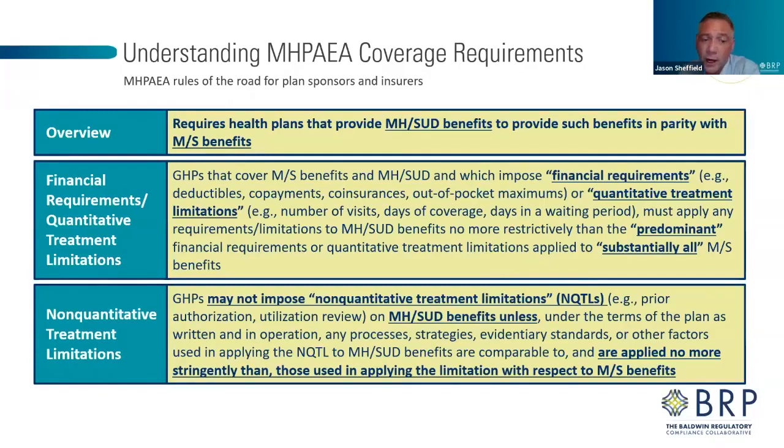On the non-quantitative treatment limitations, these are going to be things like prior authorization, utilization review, things where the carrier is involved in an analytic process of its own, generally under the standards of the plan, to put barriers to treatment and services, where they need to do prior authorization or an intensive review of the terms of treatment. Say if you wanted inpatient treatment, or if you had a fail-first protocol where an individual would not be eligible for inpatient substance use disorder treatment until they had already attempted and failed outpatient substance use disorder treatment. So those are different types of NQTLs.